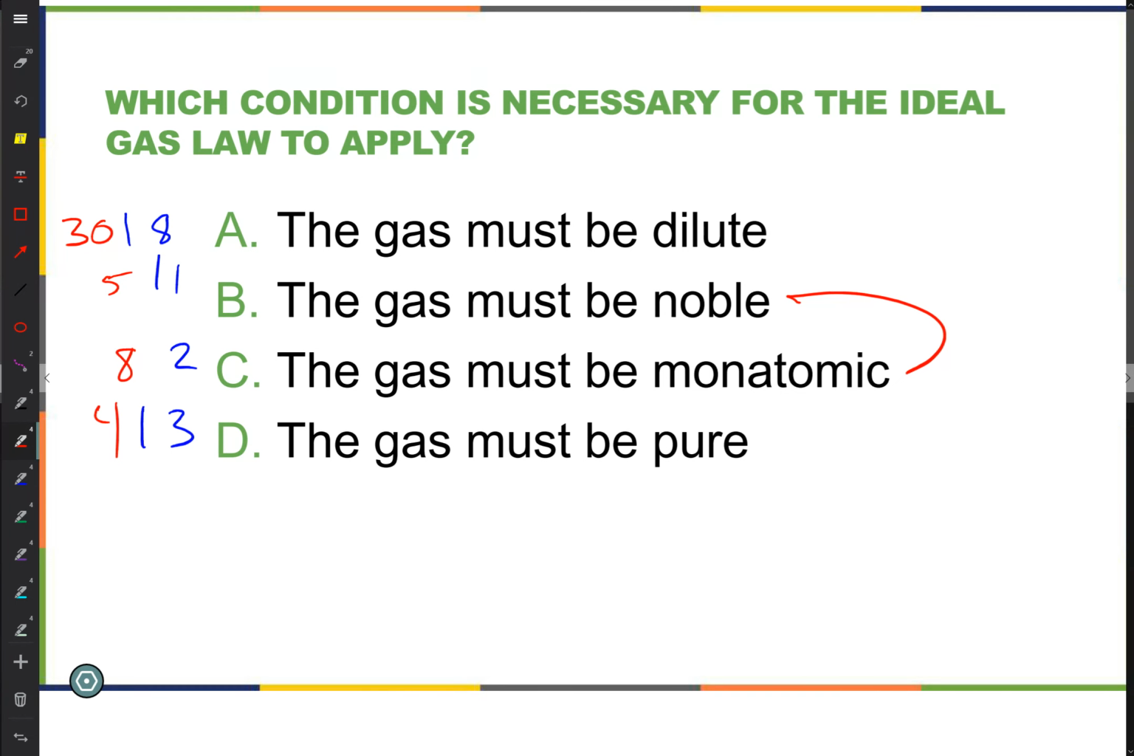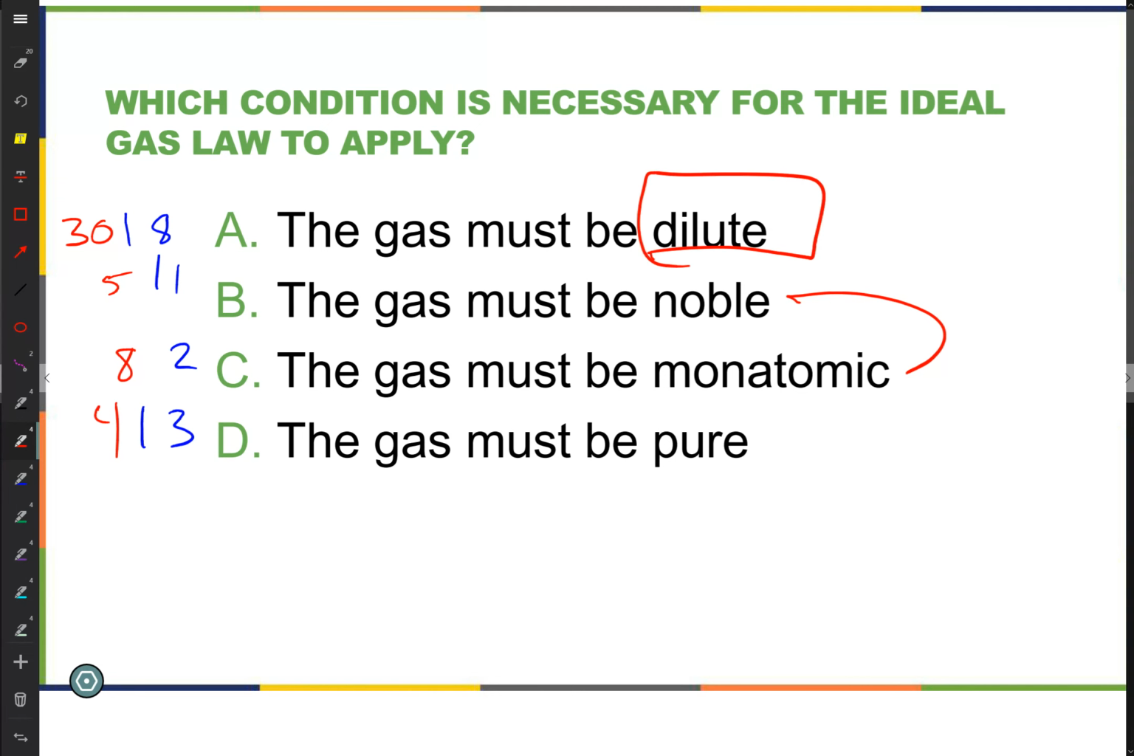I put in pure because I had noble and I was thinking whatsoever is good, whatsoever is pure, whatsoever is good report. So that was not the correct answer, although a pure gas would mean that you have only one type of molecule. The correct answer was a dilute gas.